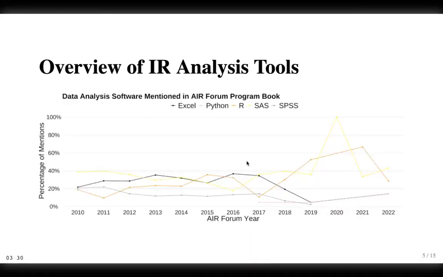R has been used in the field of institutional research quite a lot. I made that conclusion based on an analysis of the AIR Forum program book. AIR stands for Association for Institutional Research. It's the largest association for IR in the United States.